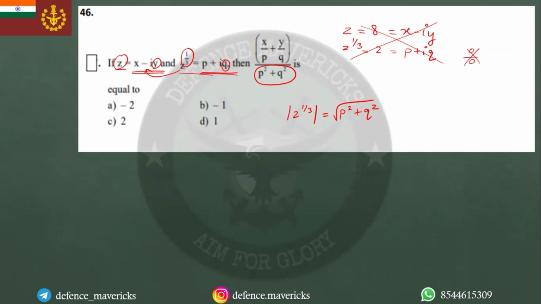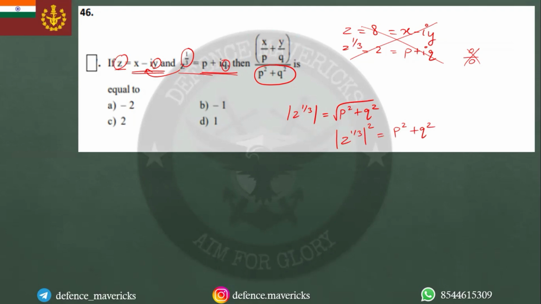This is the expression we can get from here. That means what will be p square plus q square? It will be mod z power 1/3 whole square, which will be p square plus q square. Now this expression we have got. Now how do we get this x by p plus y by q?